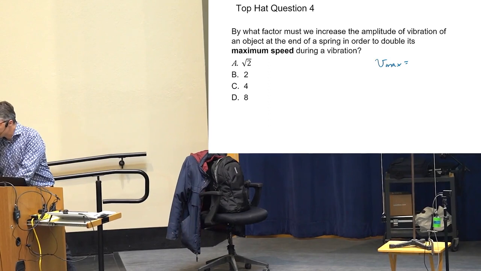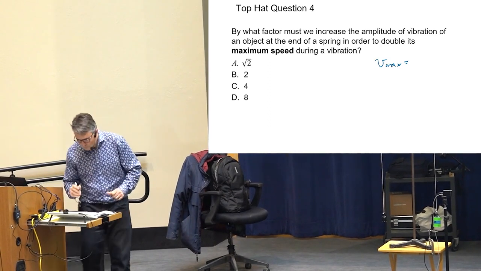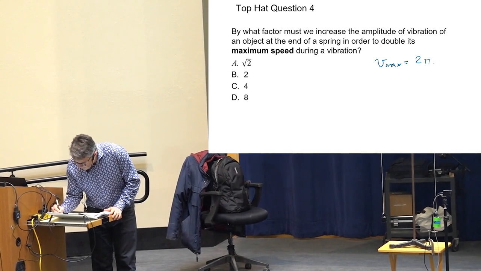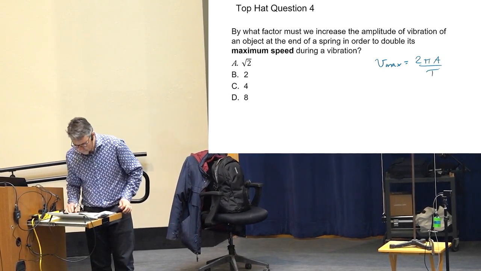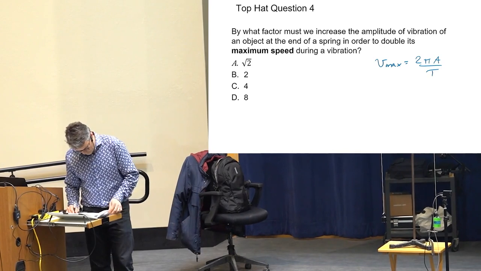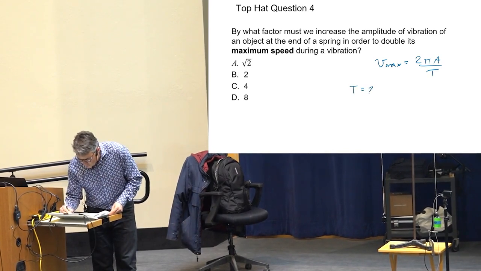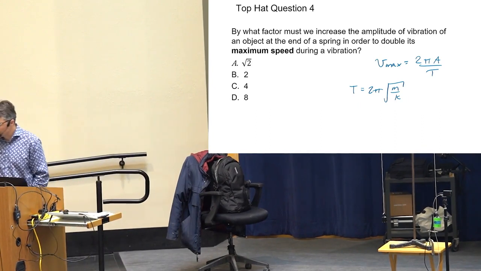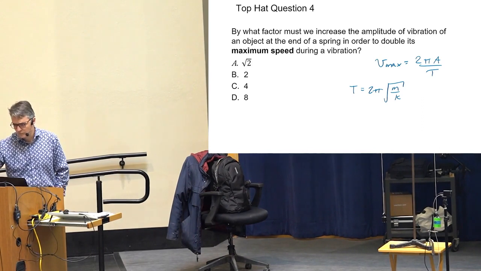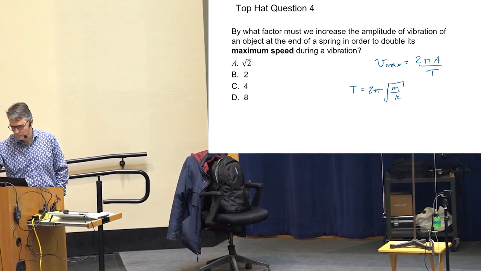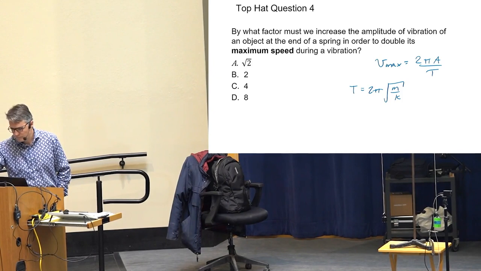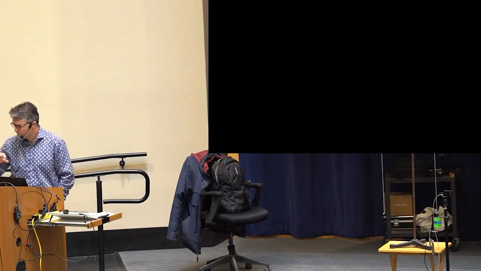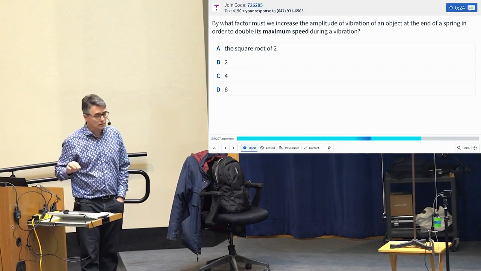I'll give you 60 seconds. Vmax is 2 pi A over T. And the other equation, I guess, is that T is 2 pi square root of m over k. Check your neighbor, make sure you got it.